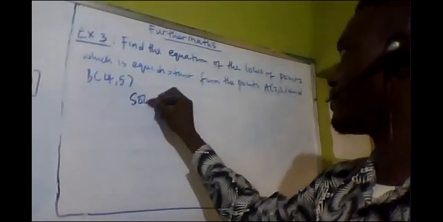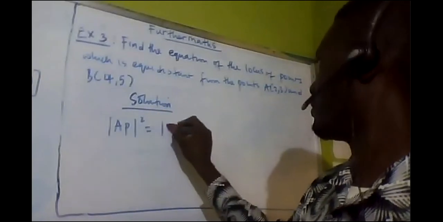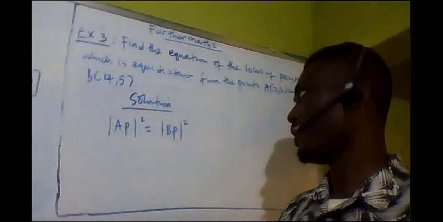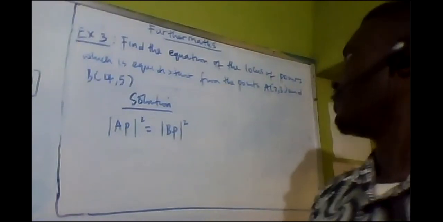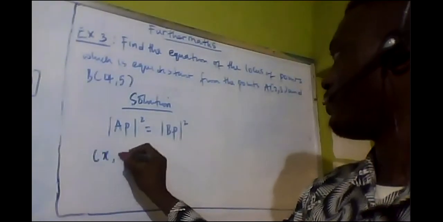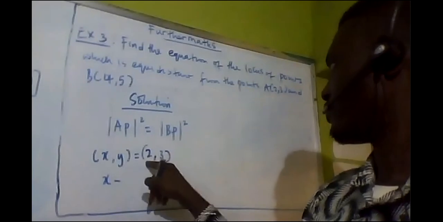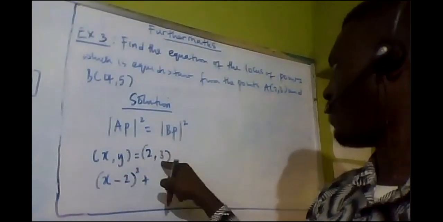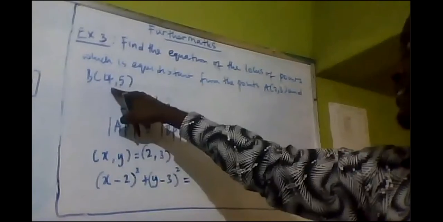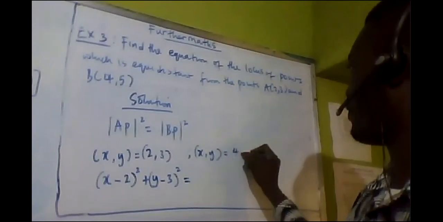So the solution to this is AP squared is equal to BP squared. If you want further details of this, when we meet in class, I'll tell you how this formula was derived. Now, for AP, that becomes our X and Y, for the very first one, 2 and 3. So this gives us (X minus 2) squared plus (Y minus 3) squared equal to BP squared. You do the same thing for this now, for your X and Y, it is the same thing as 4 and 5.